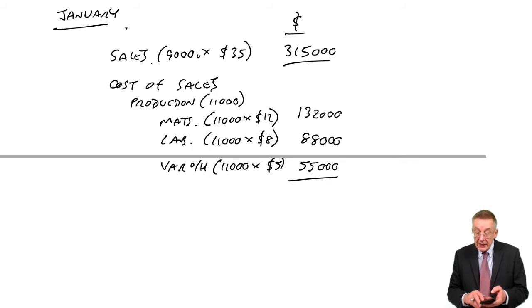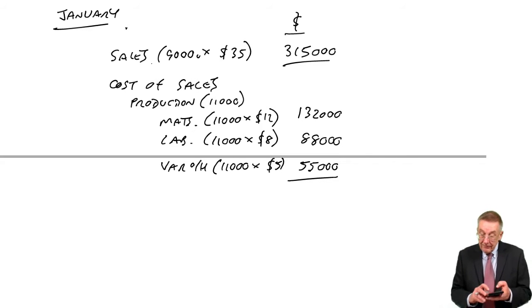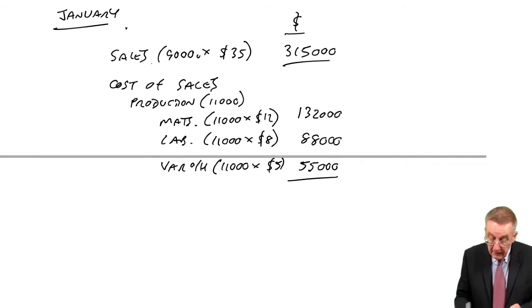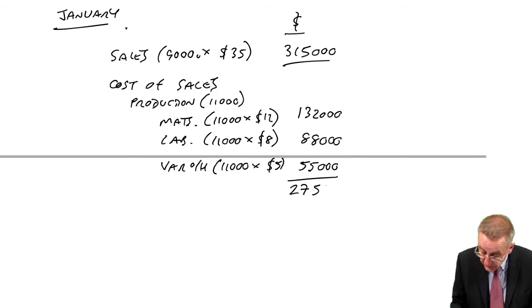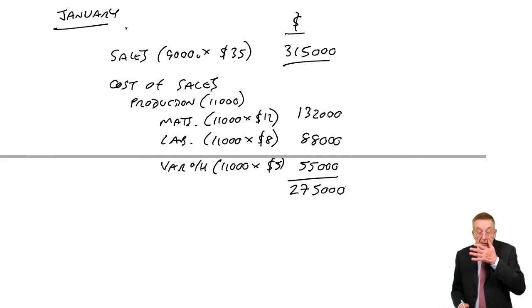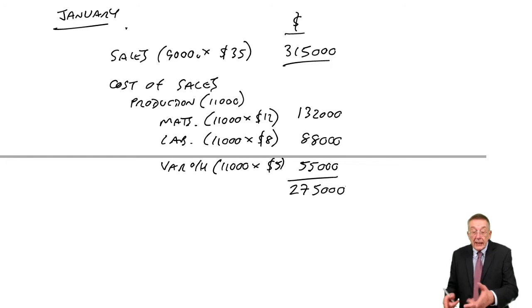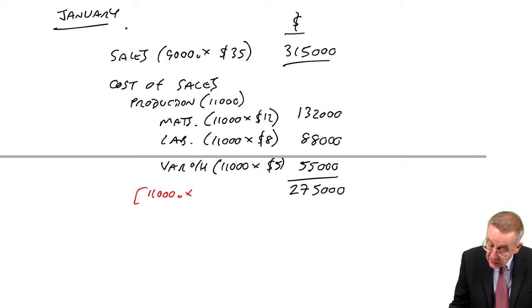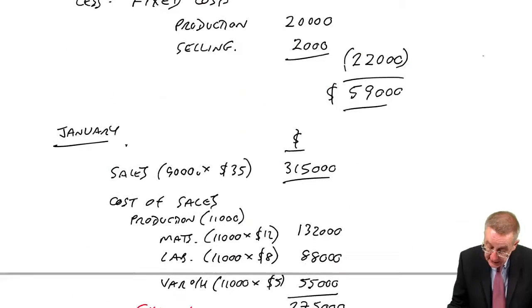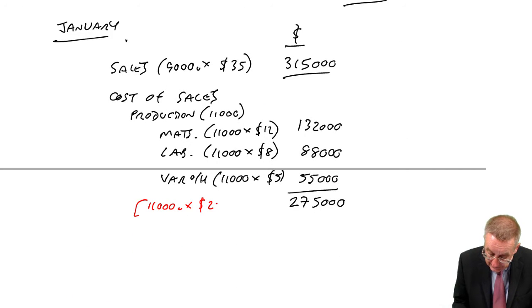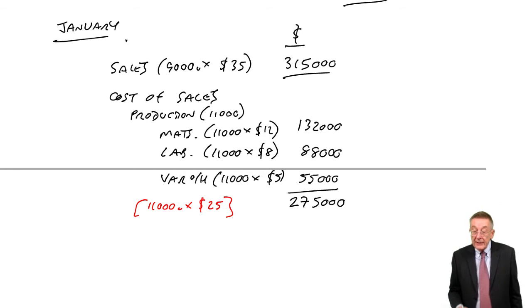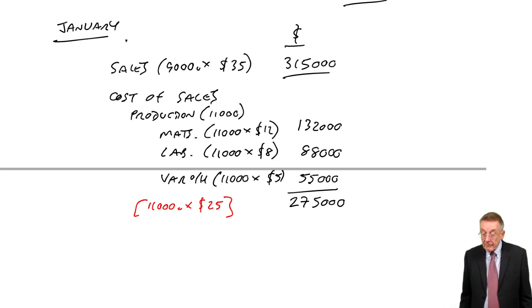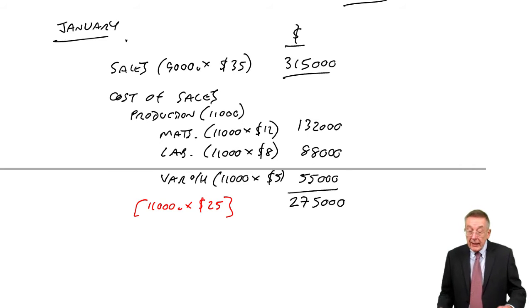Yet again, we're not going to absorb these fixed costs. So the variable cost of production, 132,000, 88,000, 55,000 is 275,000. But that's the cost of the 11,000 we produced. Again, I could have written that straight down, because we produced 11,000 units and the variable cost from the cost card is 25 a unit. Well, 11,000 at 25 is 275,000.